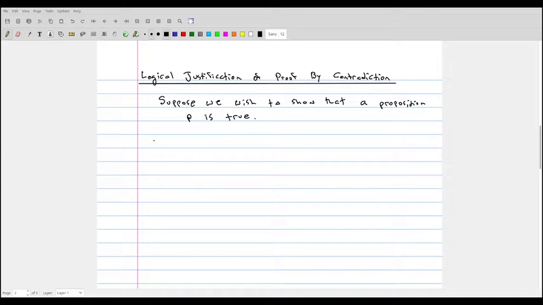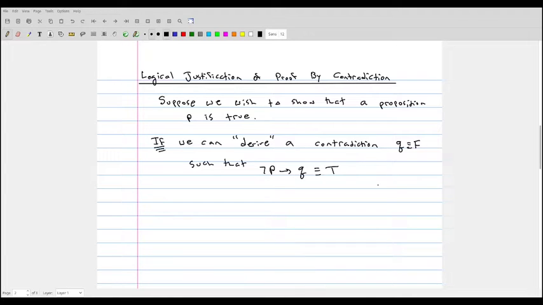The idea is that if we can derive a contradiction, and we'll call this contradiction Q, this is a statement that always evaluates to false, such that we have the implication not P implies Q is a tautology, so is always true. So this statement not P implies Q is a tautology, then logically P is also a tautology, or also always true.